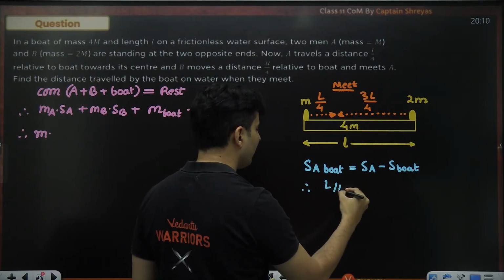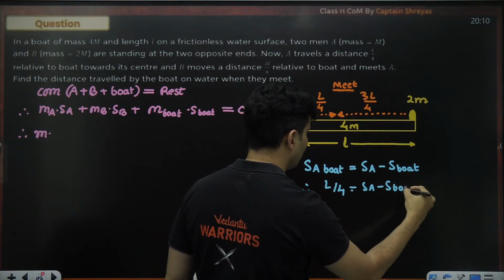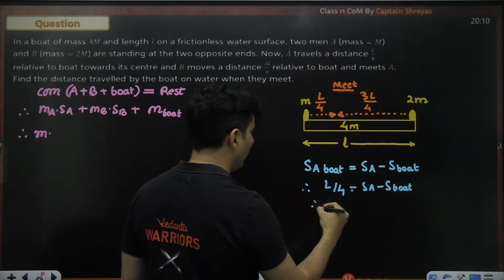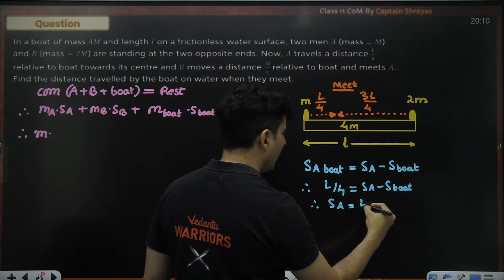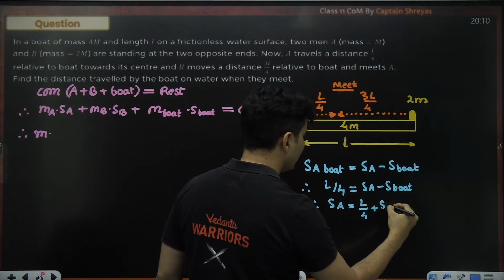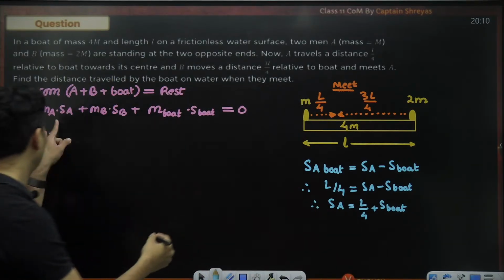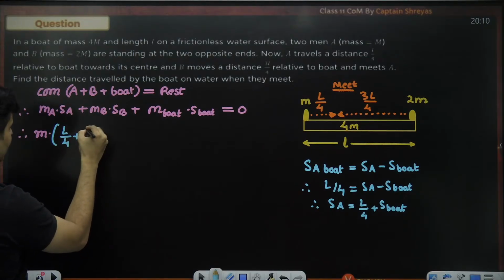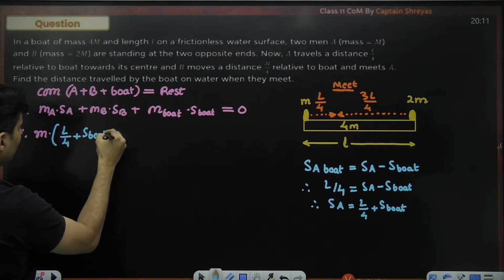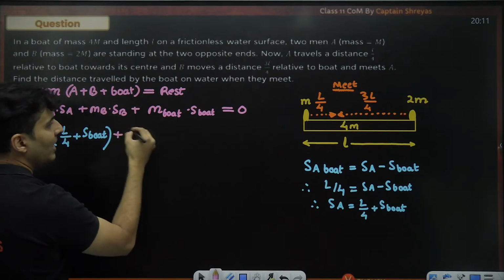This is L by 4, nothing but SA minus S boat. Therefore, SA will be L by 4 plus displacement of the boat. This is one equation. So SA, I can just put it as L by 4 plus displacement of the boat. Next thing. Person B's mass is 2m.